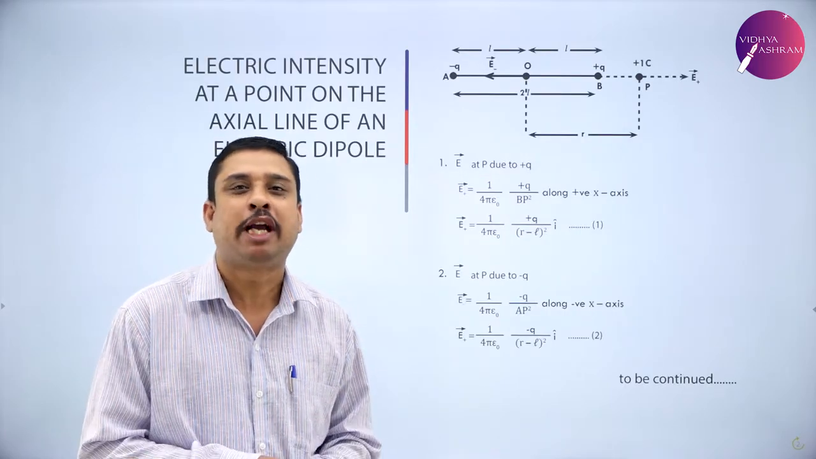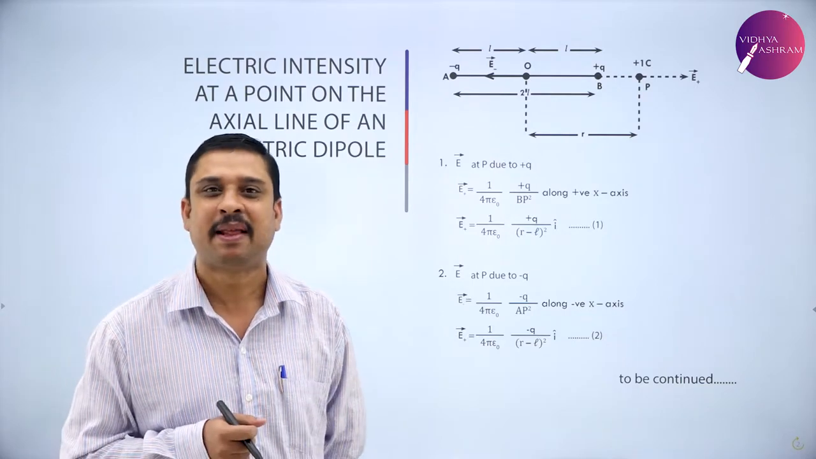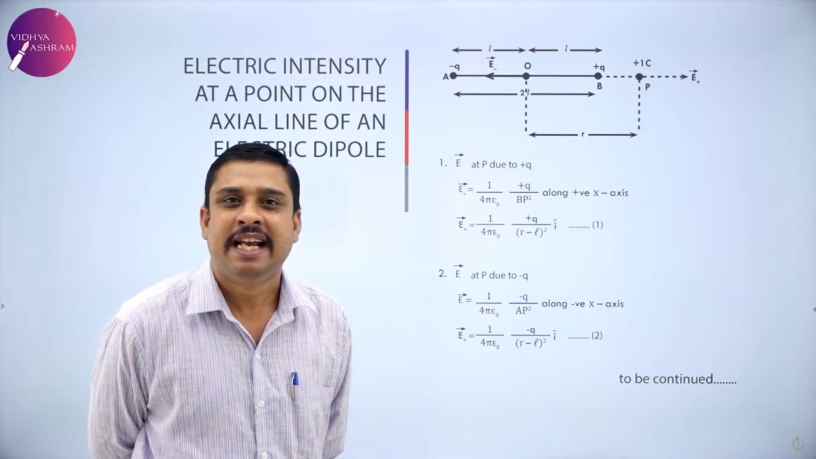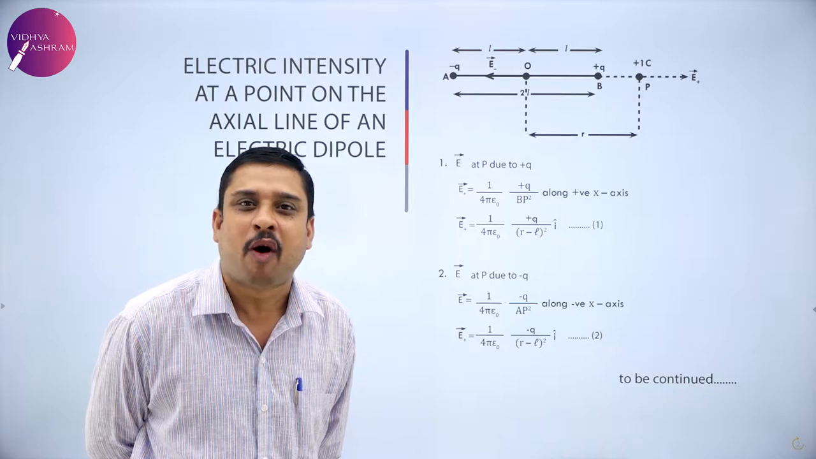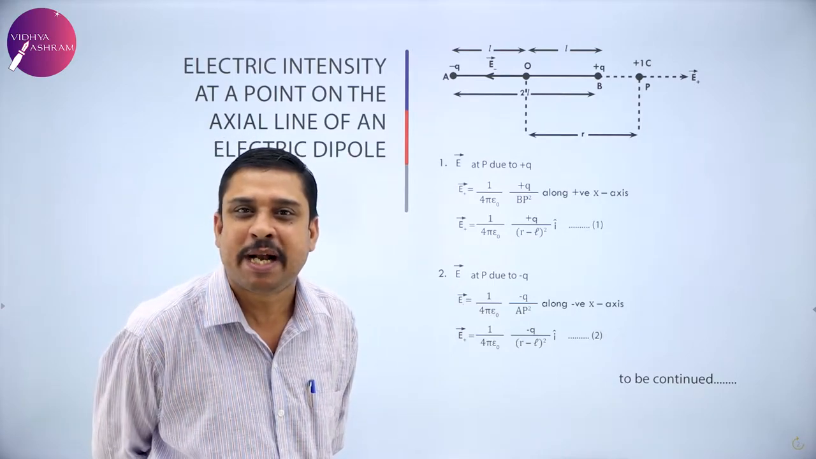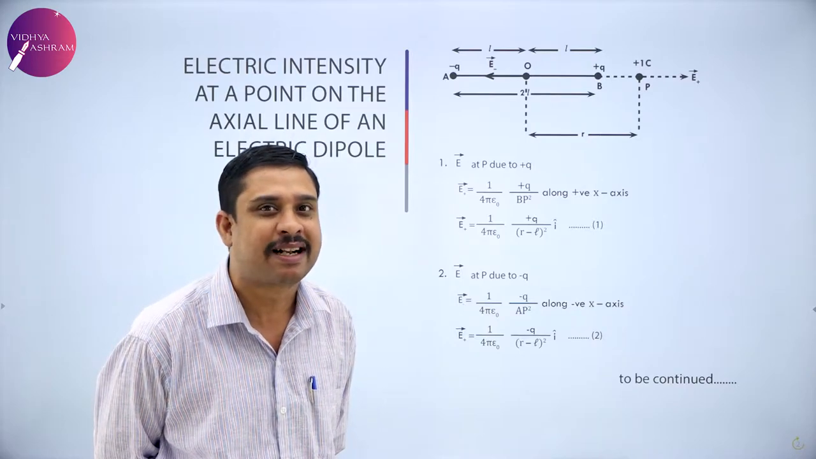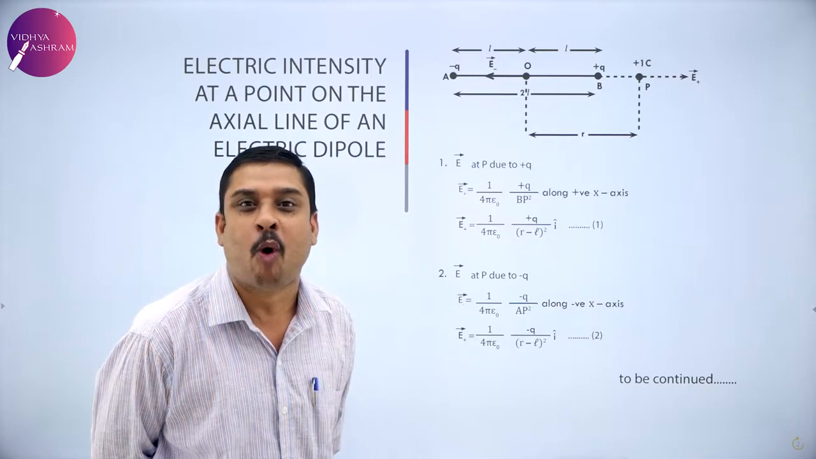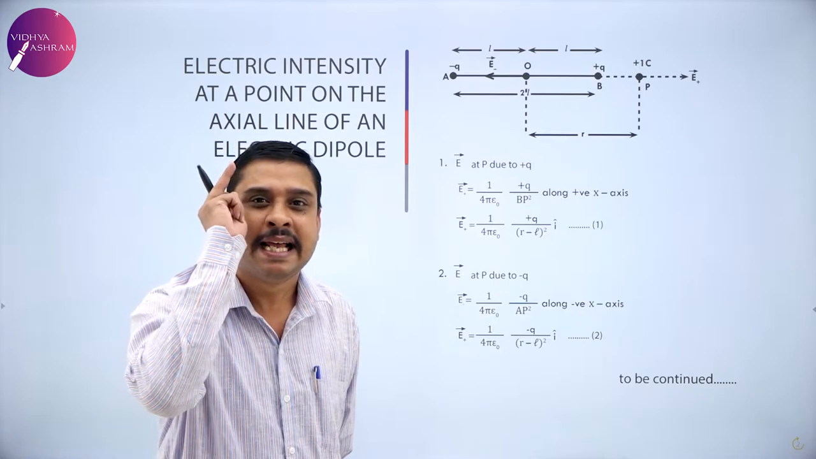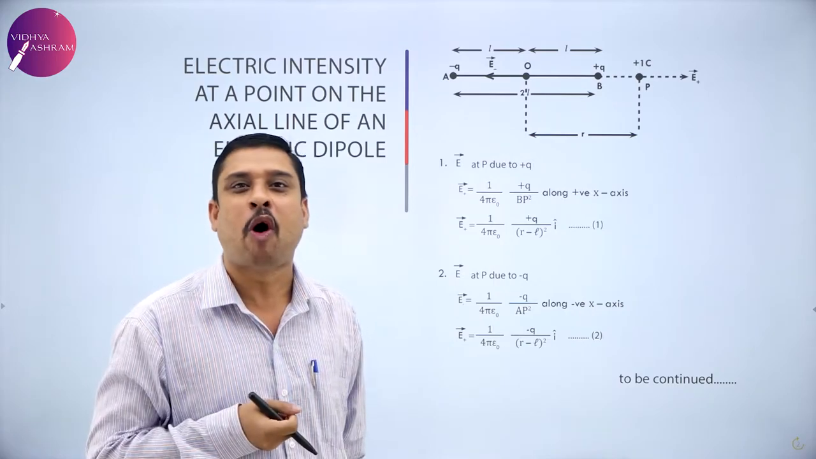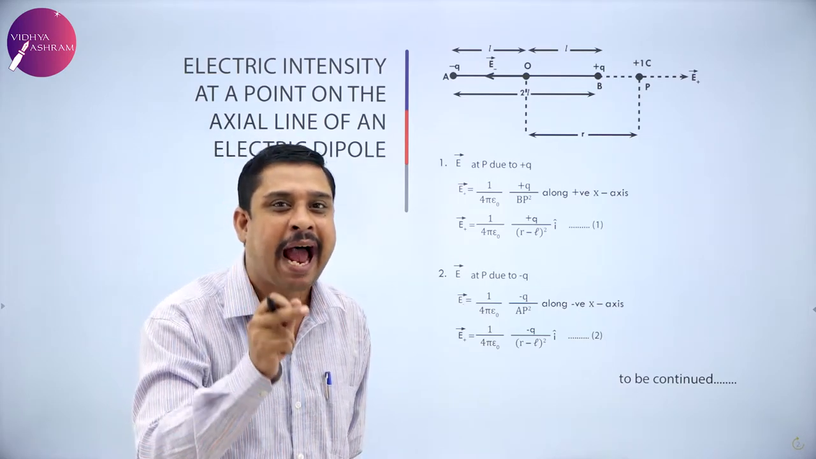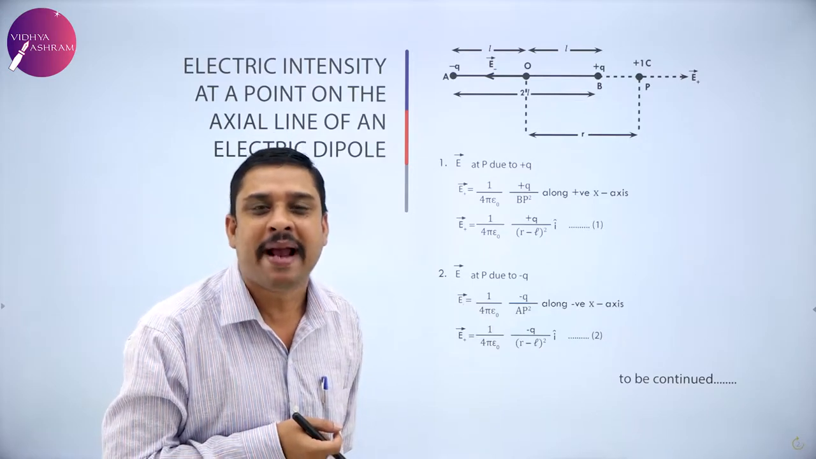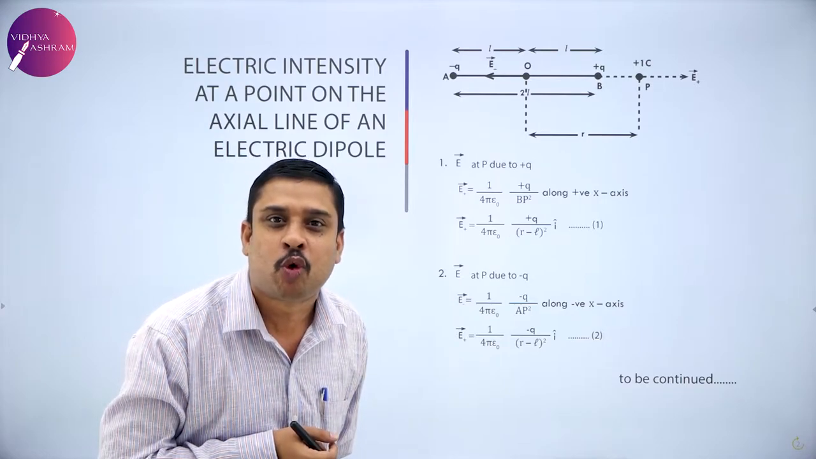Now, just to recall things that we have done in our previous class, we studied the definition of electric dipole, where we told it is a pair of equal and opposite charges which are separated by a small distance. And very importantly, the crux of today's discussion, the definition of electric dipole moment, where we told it is the product of the magnitude of any one of the charges and the distance of separation, which was the dipole length. So we told dipole moment is always Q into 2L.